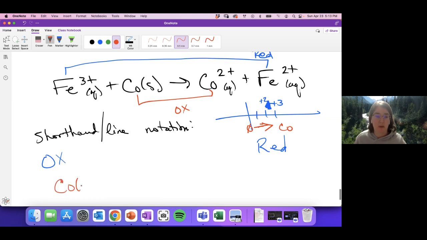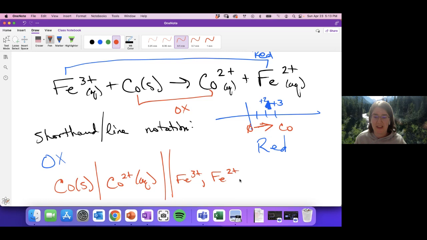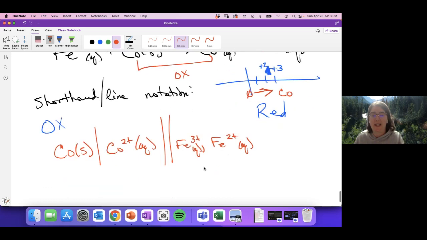So this is cobalt solid to cobalt 2 plus aqueous. I don't know, that should be parentheses, not a line. With a salt bridge in between, left to right: iron 3 plus, iron 2 plus. I wanted to do this as an example for a couple of reasons. While we don't always cover it in class, and we won't test you on this, by the way, if we do it for you, don't worry about it.